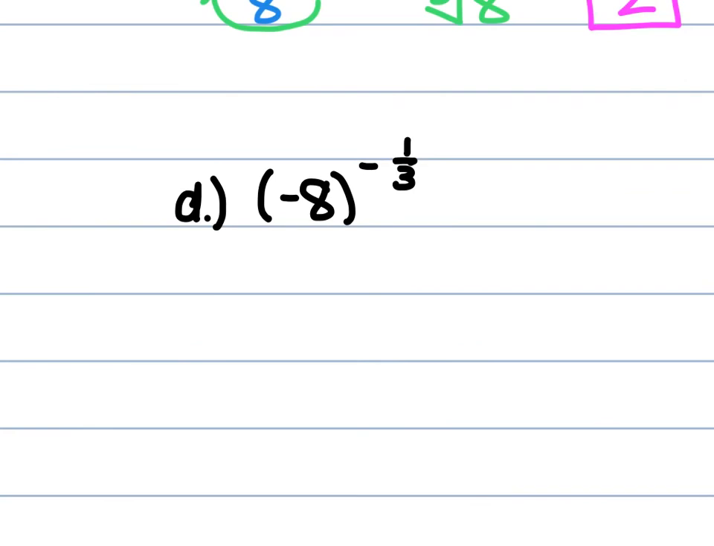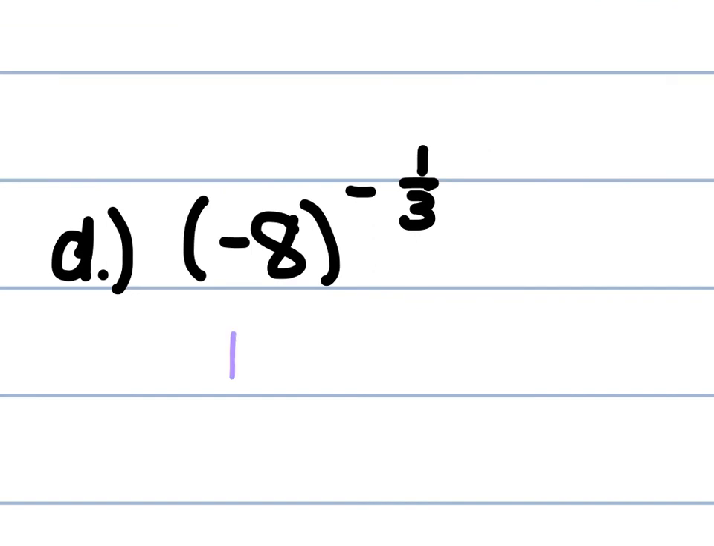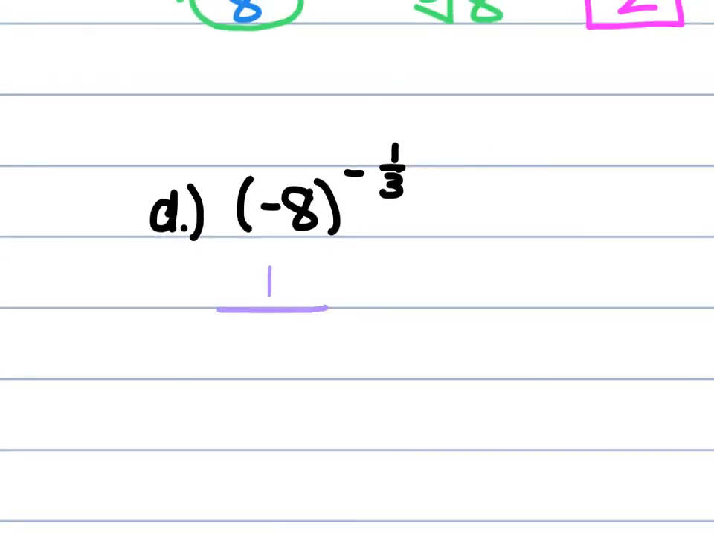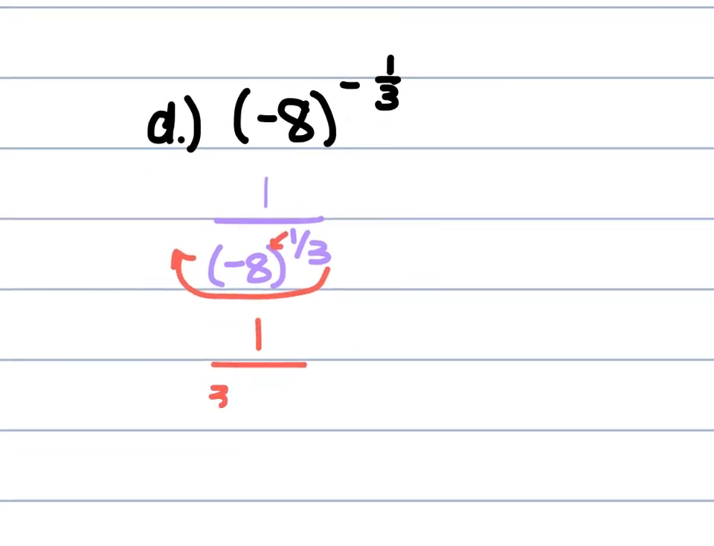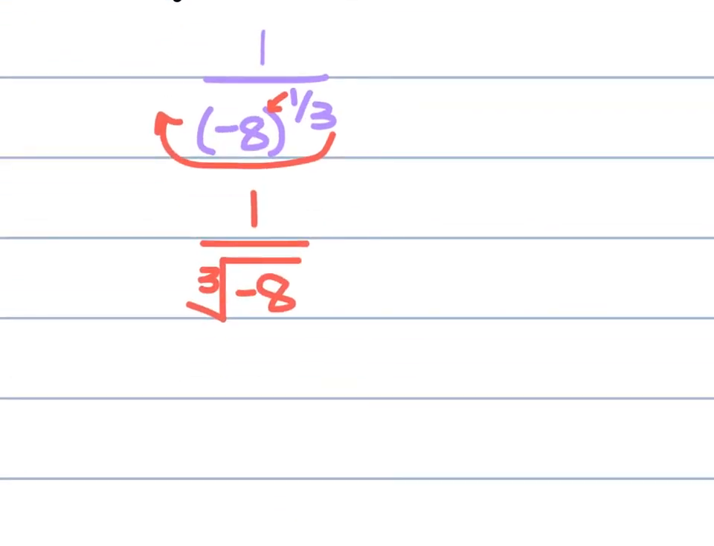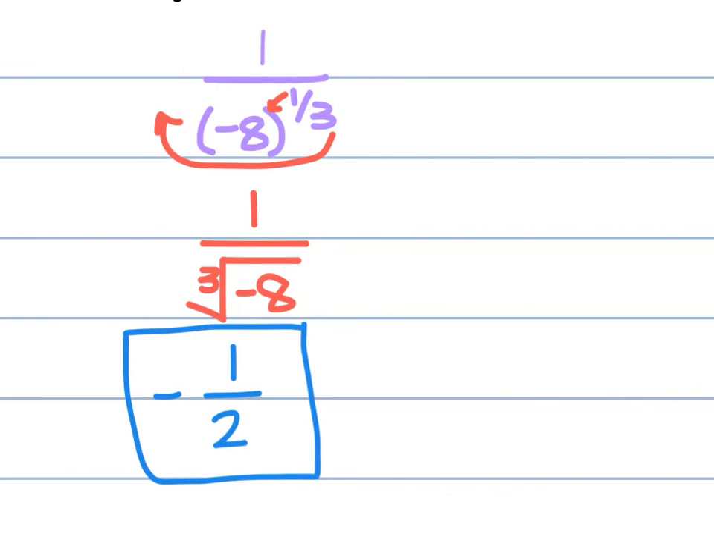For D, we have negative 8 raised to the negative 1/3. Turn the negative into a positive first. So we're going to have 1 over negative 8 raised to the 1/3. The 3 is going to go on the outside. The 1 is going to stay with the negative 8. So this is going to be 1 over the cube root of negative 8. The cube root of negative 8 is negative 2. So this is just 1 over negative 2. And that negative goes out in front or with the numerator of that fraction.